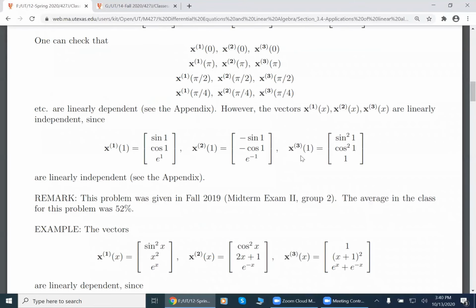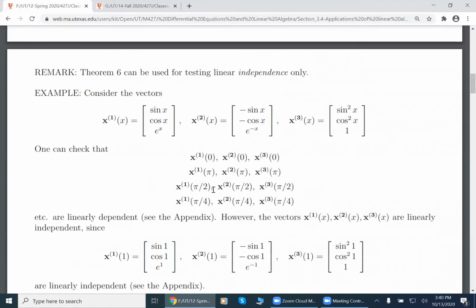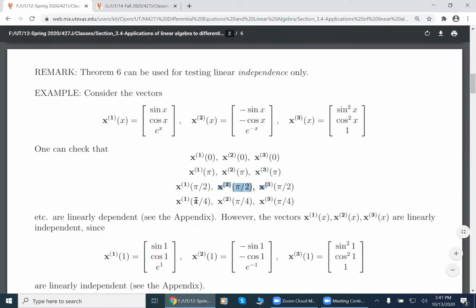By the way, this problem was given in fall 2019 and the average was pretty low because, again, students plugged in 0. They concluded that the resulting columns are dependent and therefore they said the original matrix columns are dependent. However, in the remark, we say the theorem cannot be used for testing dependence. It is easy to show that even if we plug in pi, or pi over 2, or pi over 4, the resulting matrix columns will be dependent. We show it in the appendix.